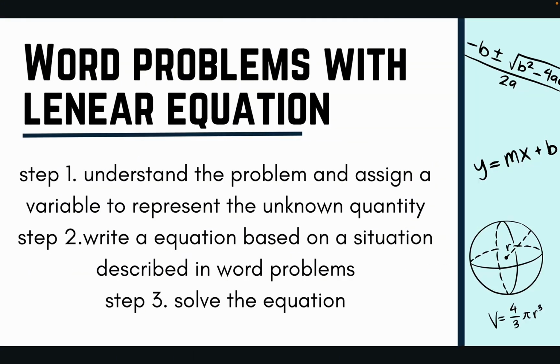Word problems with linear equations. So step 1, you first have to understand the problem and assign a variable to represent the unknown quantity. Step 2, you need to write an equation based on the situation described in the word problem. And lastly, for step 3, you need to solve that equation.